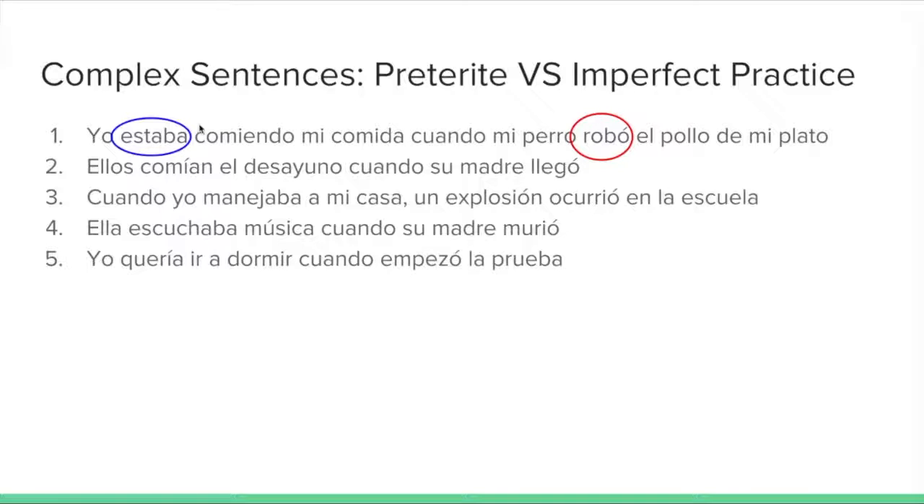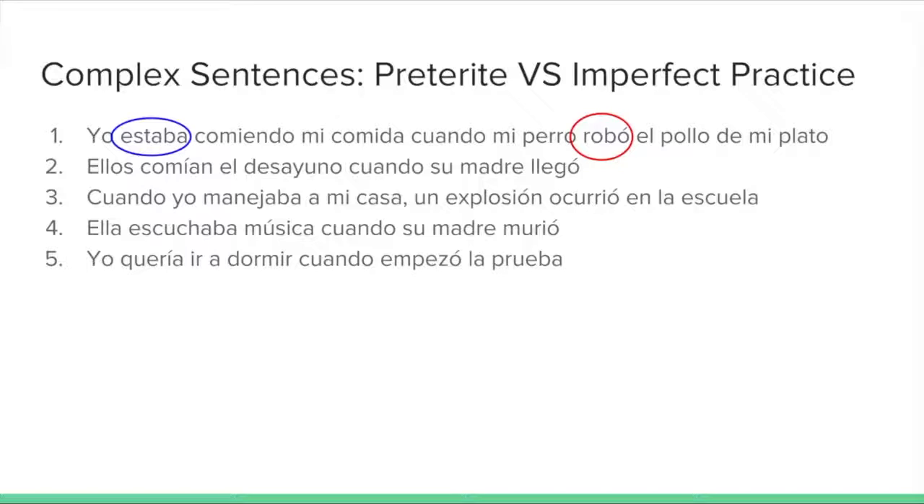And this is because I was eating, so it's saying that over this period of time I was eating. You could also say, you don't have to do "yo estaba comiendo." That's just saying I was eating, but it's the same as saying "yo comía mi comida," which means just I was eating. So they're the same thing, but "mi perro robó," my dog robbed the chicken from my plate. So that's a specific action that just occurred at a certain moment.